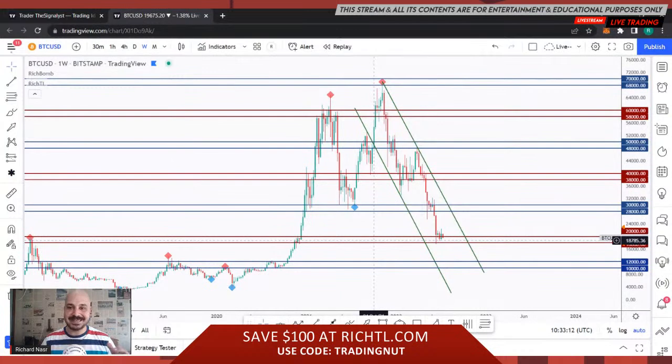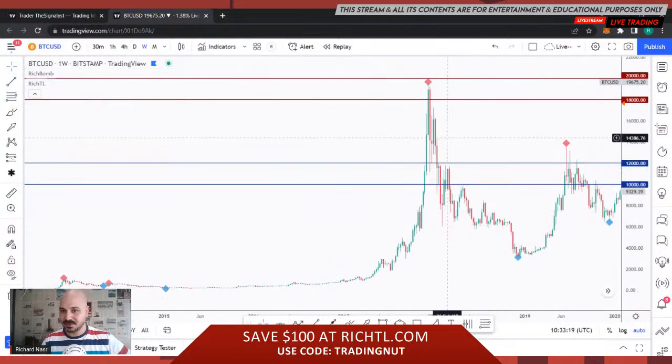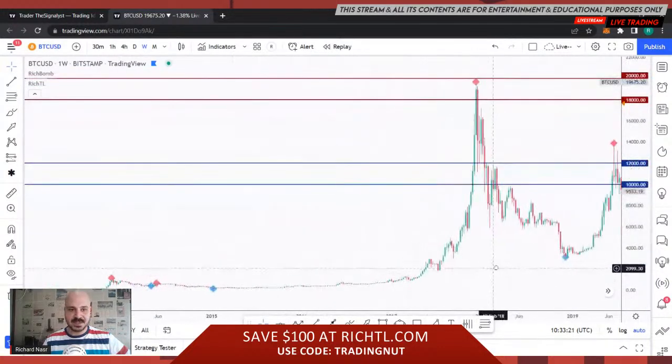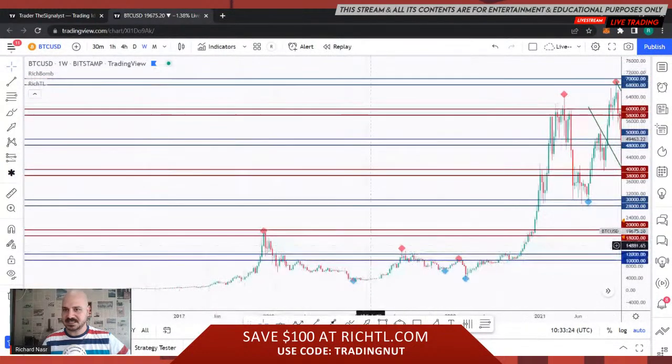So this is it. This is how you get a feel for what to expect, where the price would be oversold, and so on, especially if you compare it to the previous price action. And yeah, that's basically it.